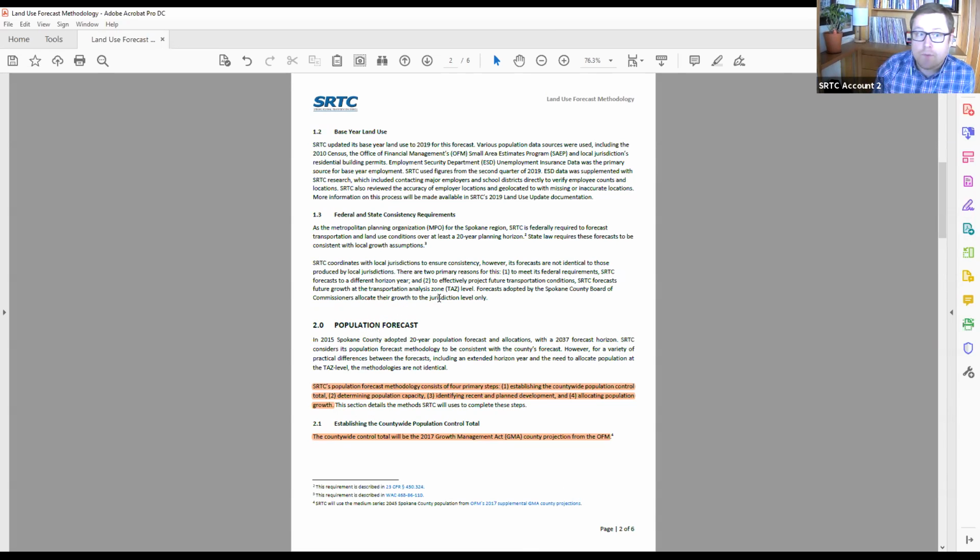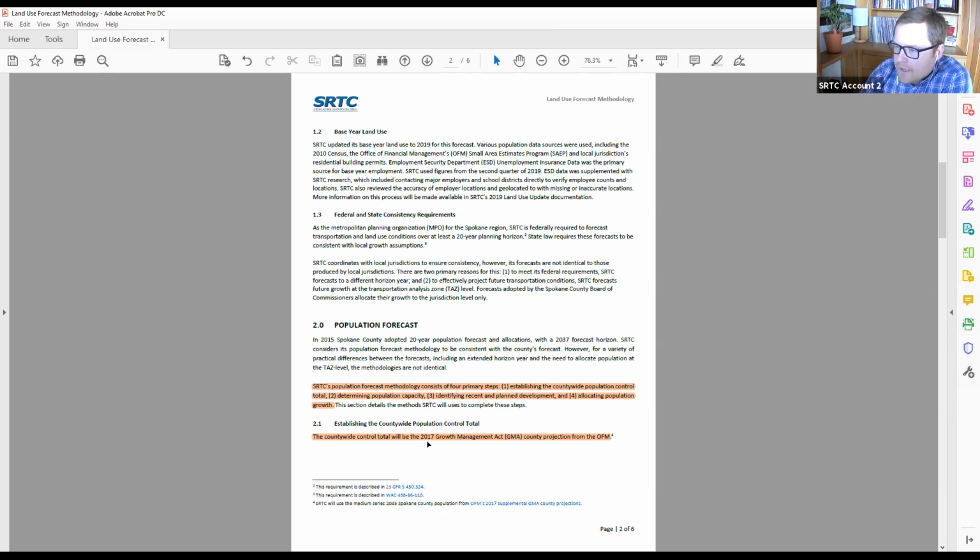It breaks it up into the population forecast methodology and the employment forecast methodology because, for a variety of reasons, we approach those a little bit differently. So the population forecast really consists of 4 primary steps. The first is to establish the countywide control total. Second, to determine capacity. Third, identifying recent and planned development. And then fourth, allocating population growth to the individual TAZs.